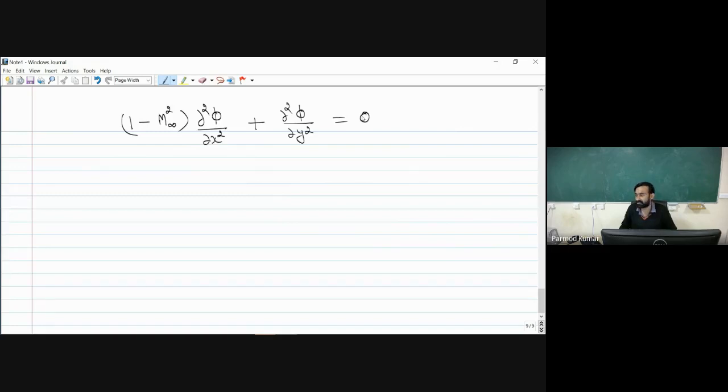Okay, so now let me give you one more formulation, another formulation where, by knowing the eigenvalues, we can comment on the nature of the equation.